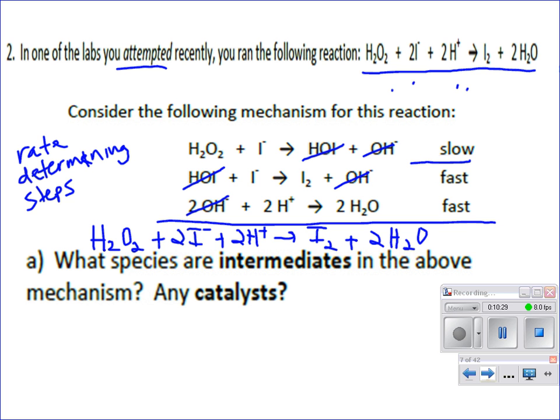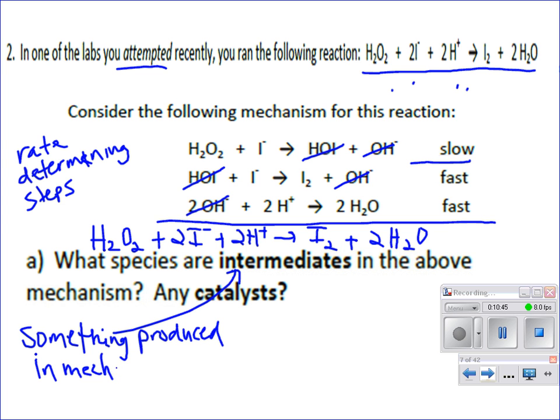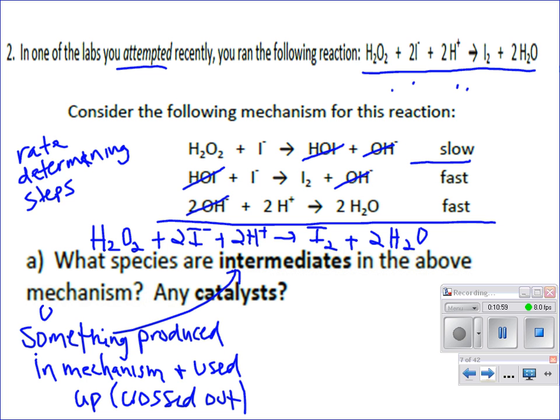Now, what are the intermediates and then what are the catalysts? An intermediate, by definition, is something that's produced in the reaction, in the mechanism, and then used up. In other words, we're going to have crossed it out. Do we have any intermediates? OH minus, okay. And HOI.